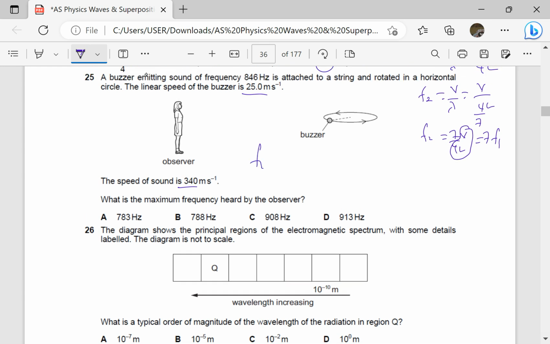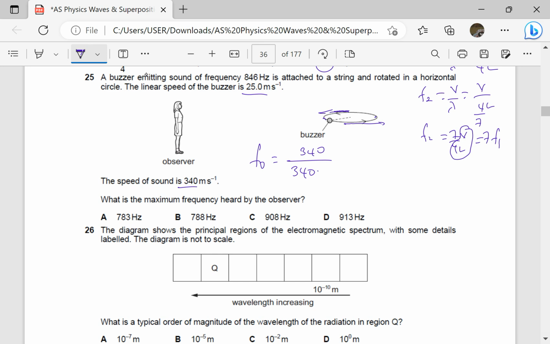The maximum frequency is going to be heard when it is moving towards the observer, and the minimum is when it is moving away. At this point and this point is going to be the normal frequency. So F naught is going to be the speed of sound, which is 340 divided by 340, because maximum is heard when it is moving towards.